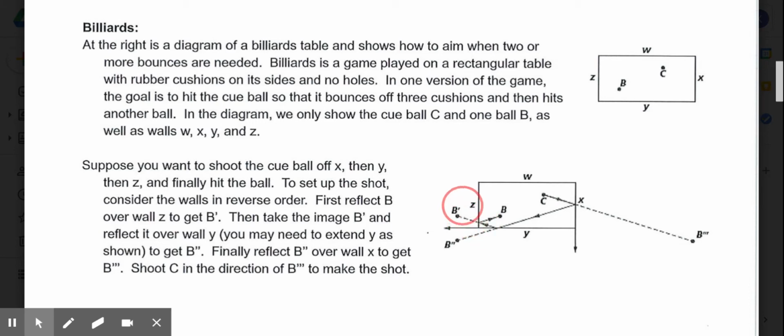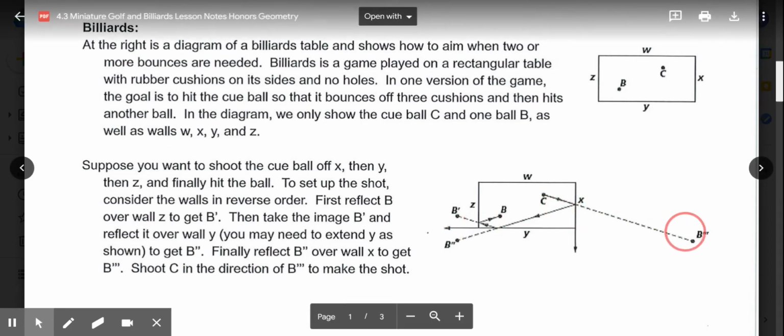Then we would take that image, B prime, and reflect it over the second to last wall, which is Y. And then we would take that B double prime and reflect it over the first wall that we'd be bouncing off of, which is X. So that would give us B triple prime.